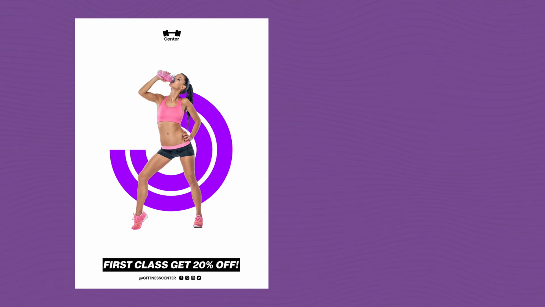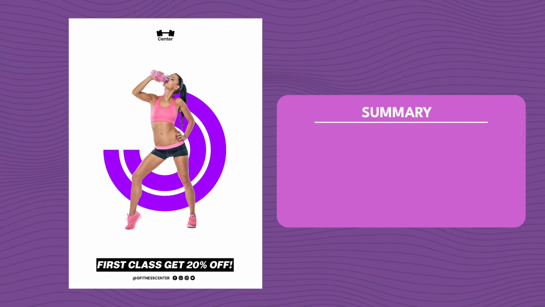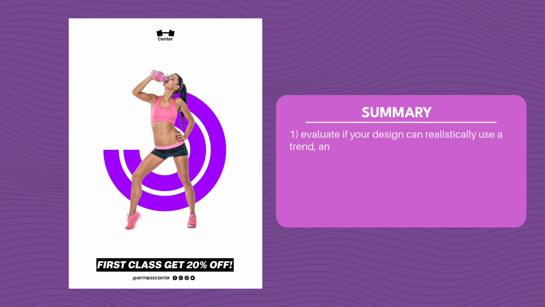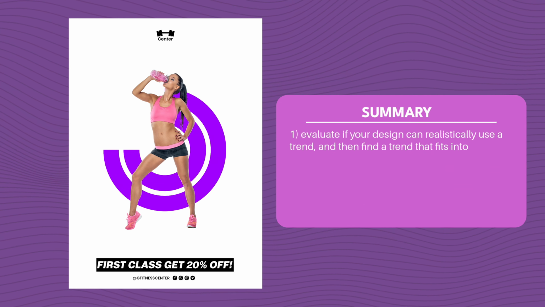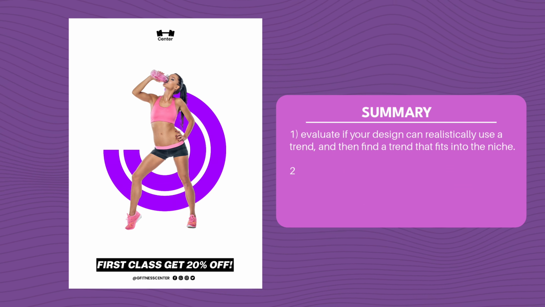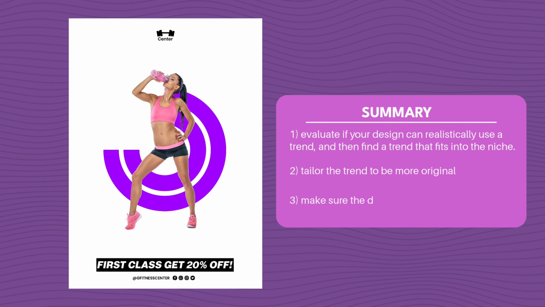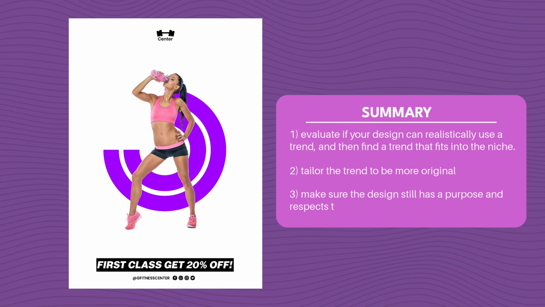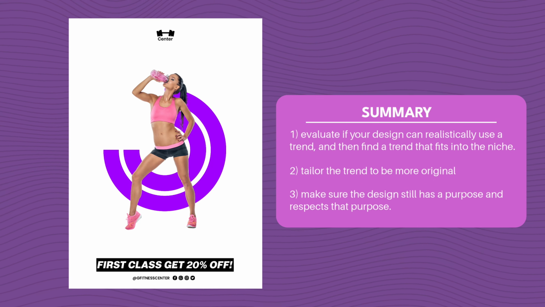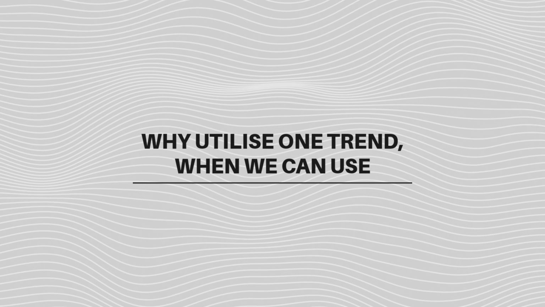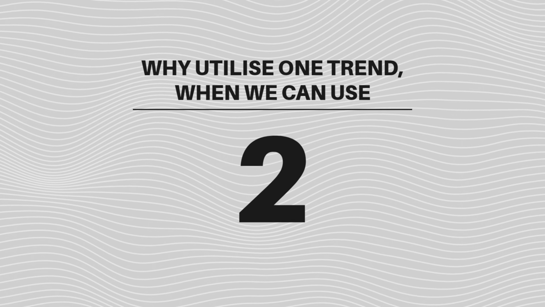And to summarize, first, evaluate if your design can realistically use a trend, and then find a trend that fits into your niche with your audience and so on. Second, tailor the trend to be more original, and lastly, make sure the design still has a purpose and respects that purpose. Now, I promised you a bonus strategy, and that's exactly what we're going to get and see to right now. For this strategy, why utilize one trend when we can use two?